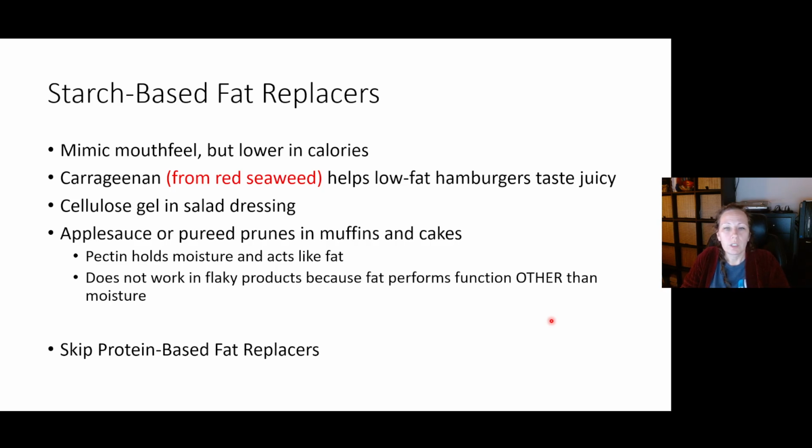Also, something to look out for is that fat is flavor. And if you take out the fat and replace it with starch, you're not replacing the flavor. Carrageenan, cellulose don't taste that great. They don't taste like much of anything.